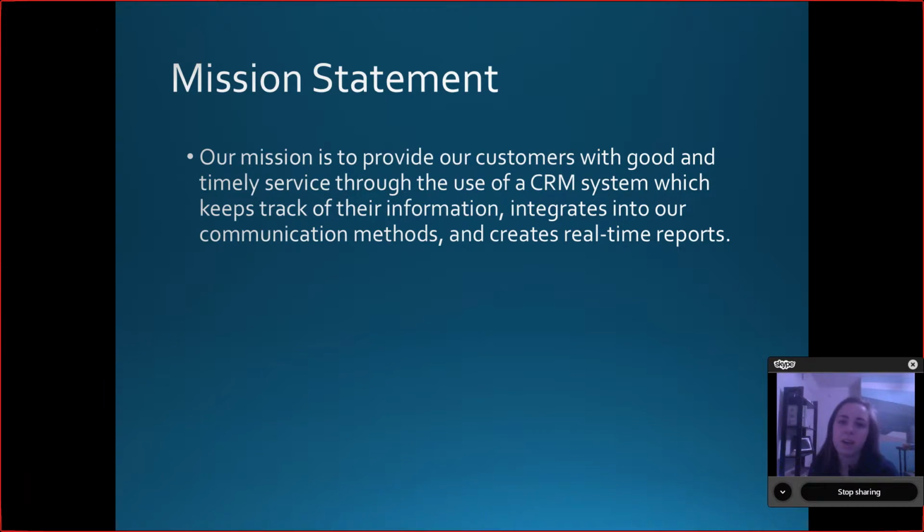Our mission is to provide our customers with good and timely service through their use of a CRM system, which keeps track of their information, integrates into our communication methods, and creates real-time reports.